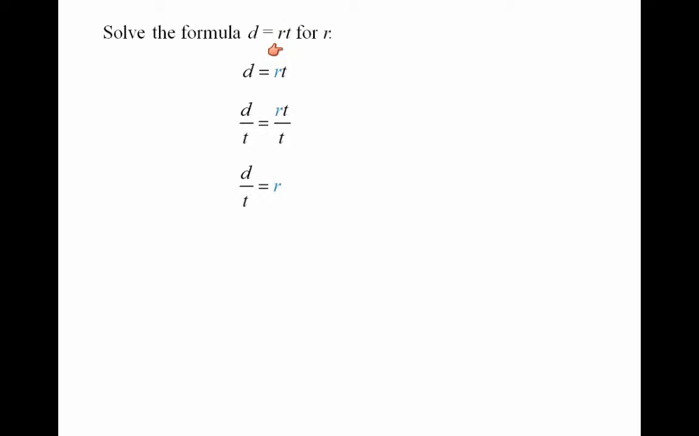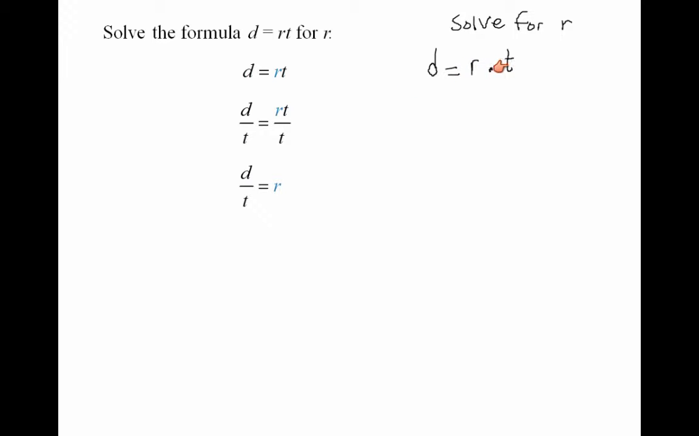Solve the formula D is equal to RT for R. In this kind of problem, they're giving you an equation or formula in which you have more than one variable. So here we have D, you have R, and here you have T. And they're asking you to solve for R. When you're solving for R, you want to treat the other variable as if it were a number or constant.